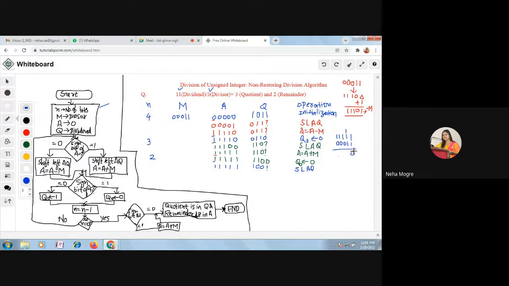1, 1 is 0, carry 1. Okay, 0 plus 1 is 1. Again 1, 1 is 0, carry 1. 1, 1 is 0, carry 1. Okay, 1, 1 is 0, carry 1. Right. So what is your A now? 0 0 0 1 0. Right.